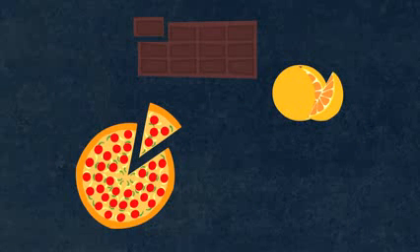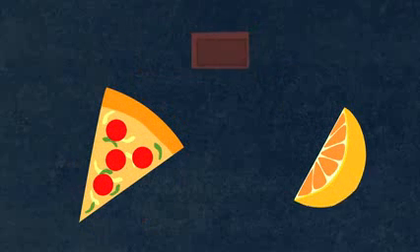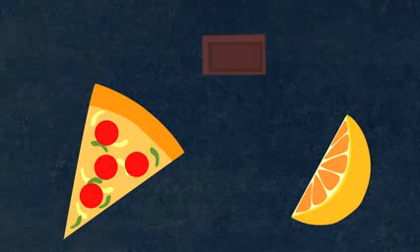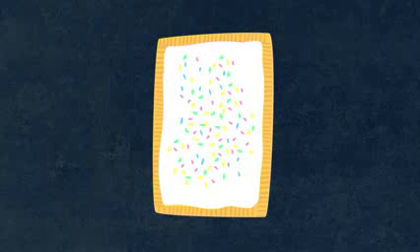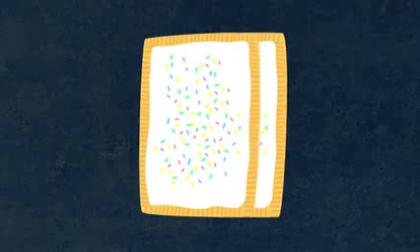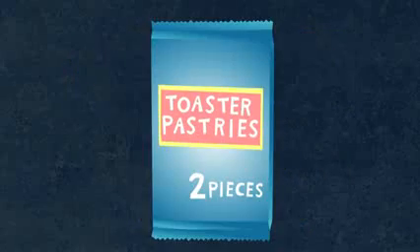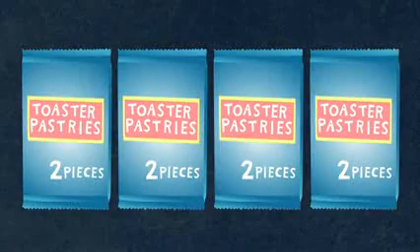The important thing about units is that once we've made a new unit, we can treat it just like we did the old unit. We can compose composed units, and we can partition partitioned units. Think about toaster pastries. They come in packs of 2, and then those packs get put together in sets of 4 to make a box.